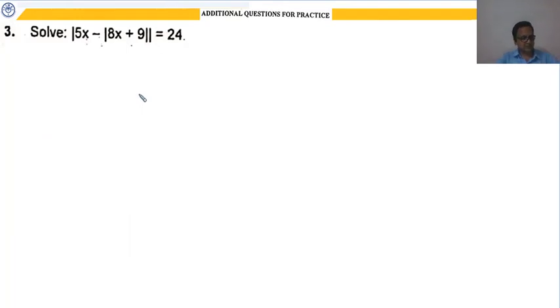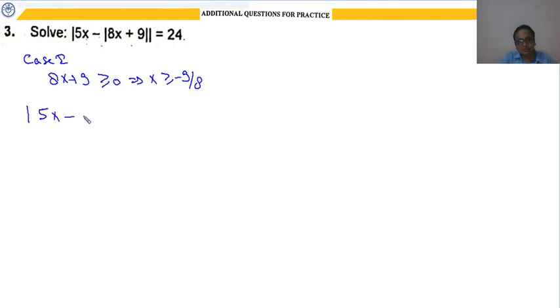Question 3. It says solve mod 5x minus mod (8x plus 9) equal to 24. So we take case 1. When we take 8x plus 9 is greater than or equal to 0, or indirectly we are taking x greater than or equal to minus 9 by 8. So this is positive, so the mod will do nothing, it will leave a plus sign outside the bracket, so this becomes mod of 5x minus (8x plus 9), modulus, is equal to 24. We had assumed x greater than or equal to minus 9 by 8.